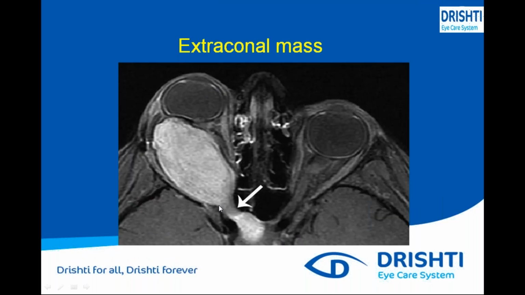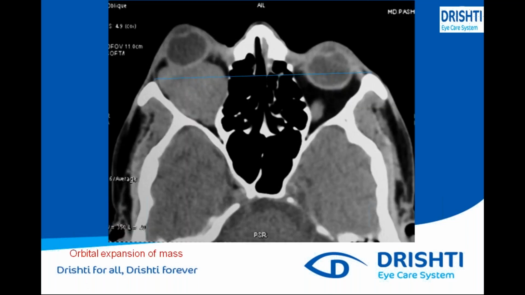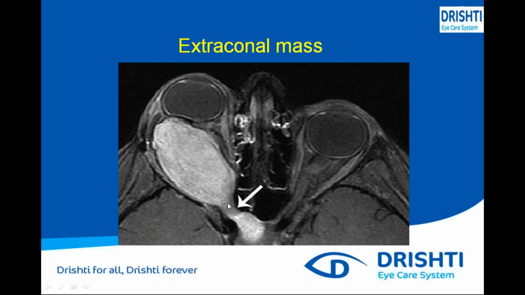But if you see this one, this mass has extended till here. It has come towards the sinuses also. So this is an extraconal mass. It has spread out of the cone also. So there is a difference. Intraconal will be inside the cone of the eyeball. But if the mass has extended beyond the cone of the eye into the eye orbit, this is called an extraconal mass.